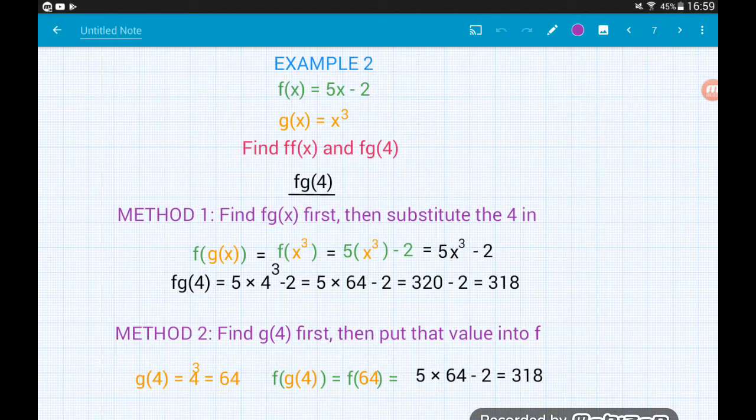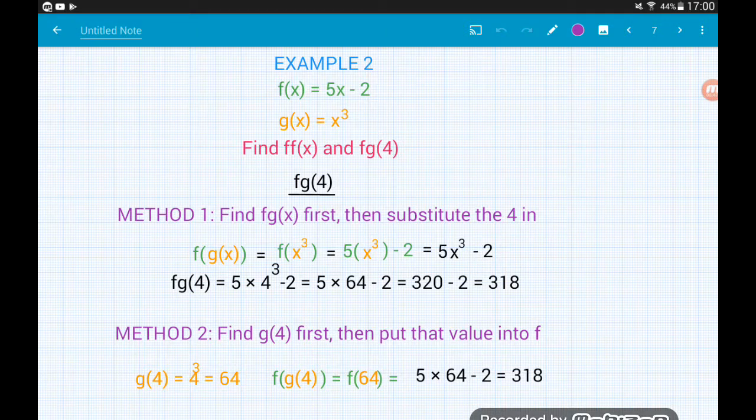Okay, the next part then, finding f g of 4. There's two ways that we can approach this problem. We'll run through both, and as always it's down to you to choose which method you prefer. So f g of 4 is saying f of g of 4. We could first of all find f g of x, which we think of notation wise as f brackets g of x. So f g of x is going to be f of x cubed. We're substituting the g function into the f function. That will give us 5x cubed minus 2. So that's f of g of x.